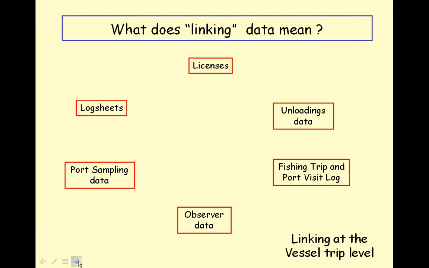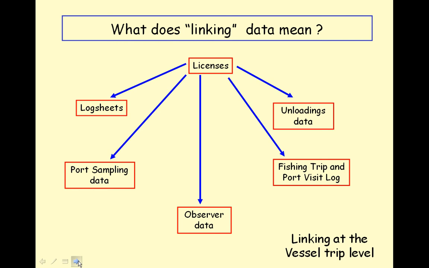So, what does linking mean? In order to make it possible to compare one type of fishery data to another, there needs to be a connection or link made between the two types of data. This slide shows a simplistic representation of the types of data collected and entered into the TUFMAN system. Each type of data is organized in TUFMAN at the vessel trip level. The most important links are those from the license to each of the data types collected and entered into TUFMAN.